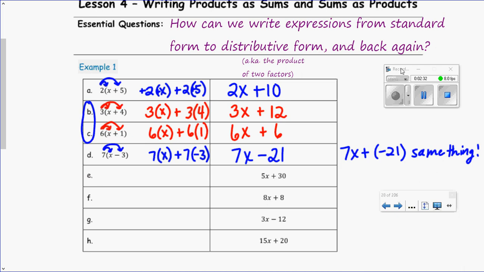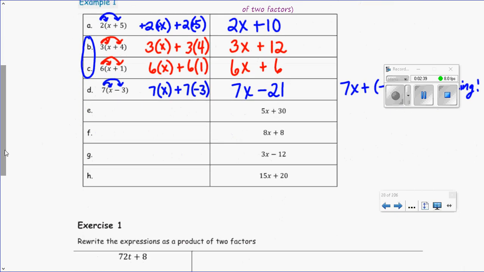Okay, anytime that you have a question on one, put like a little question mark or a star or something so that you know to ask about that in class. Okay, for E, F, G, and H, I'm going to this time do the middle 2 ones. I'm going to do F and G with you right now.